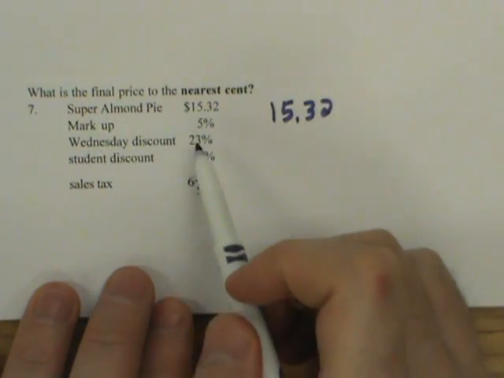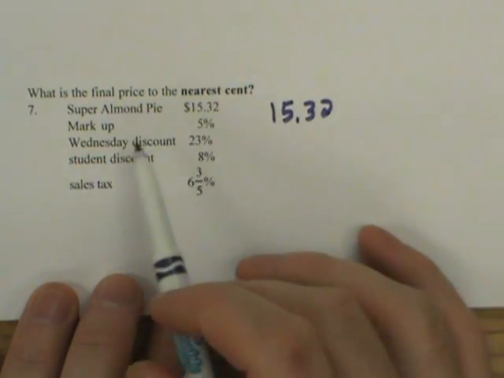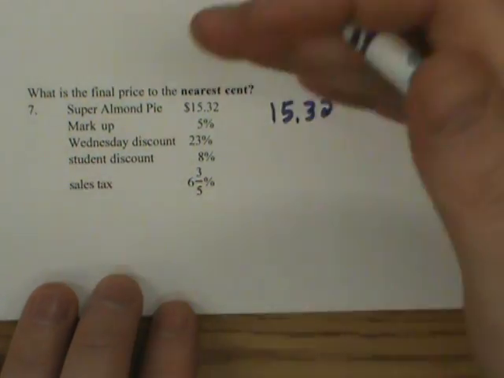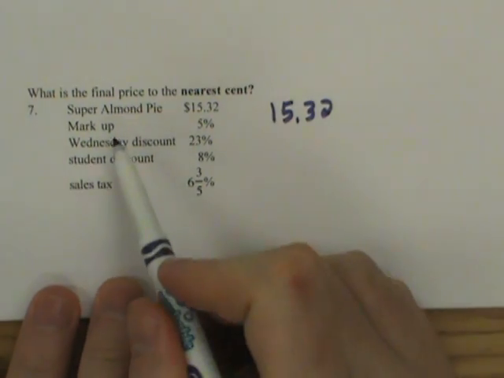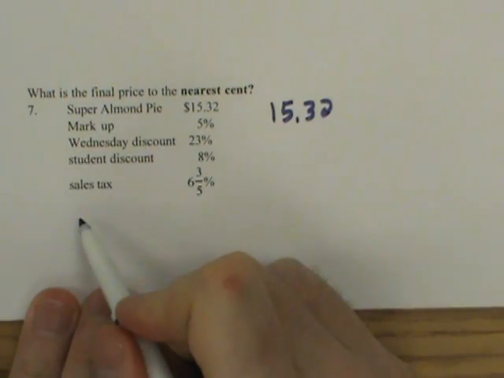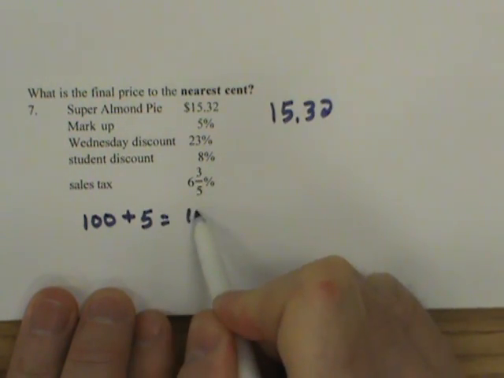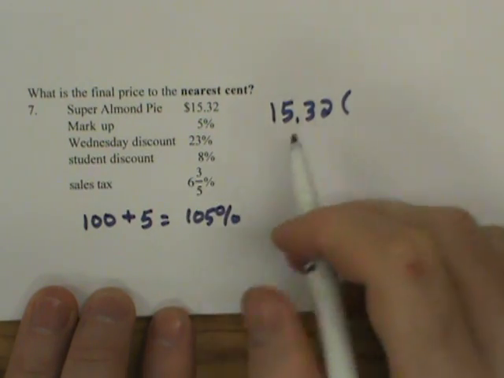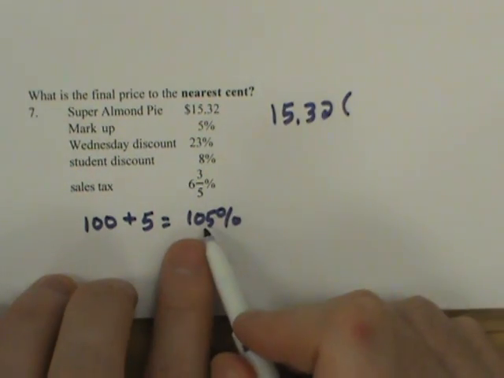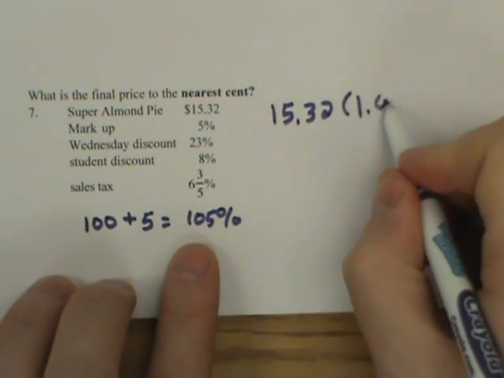There's a 5% markup. Now a markup means that it's an additional cost. Sometimes stores will take something and they'll increase the price due to changes in the cost of ingredients or whatever. So in this case, with a markup, I'm going to go 100 plus 5, which is 105%. That means from your very first line, you're going to take this price and you have to increase it. So it's going to be 100% of that plus an additional 5%.